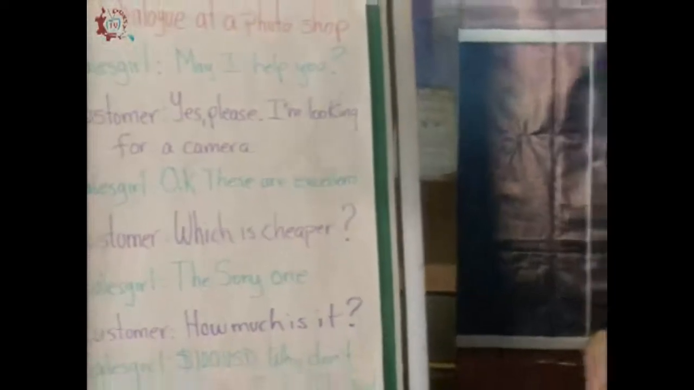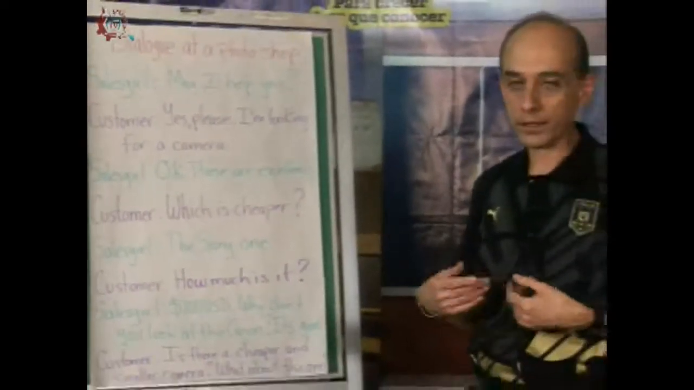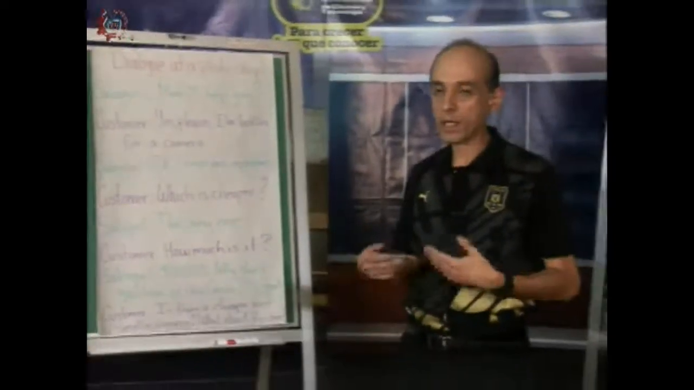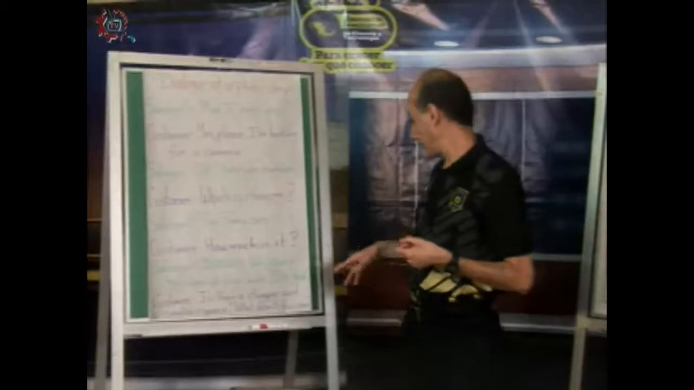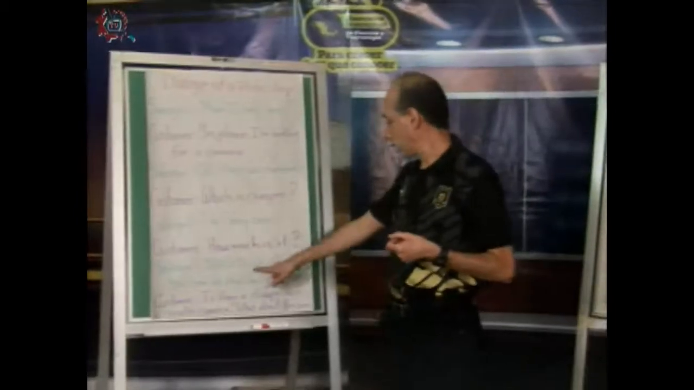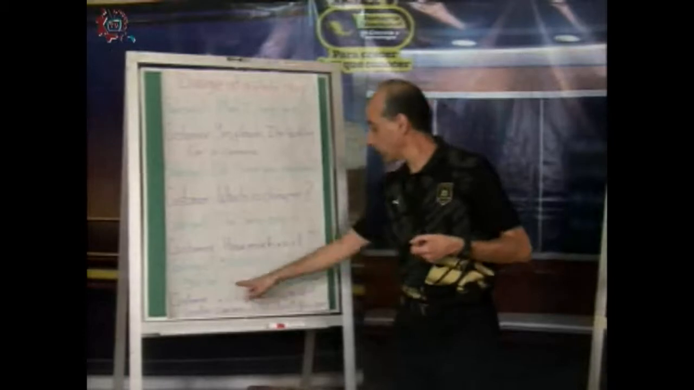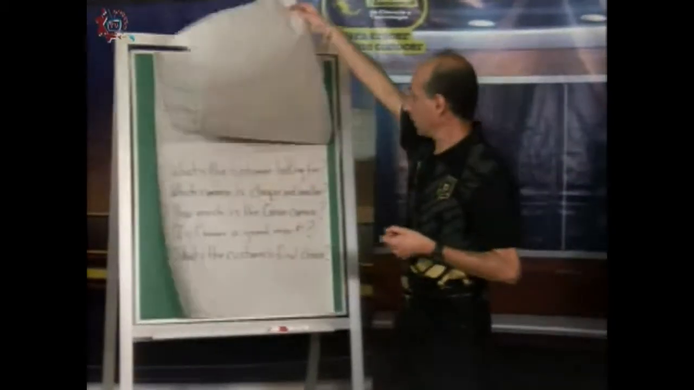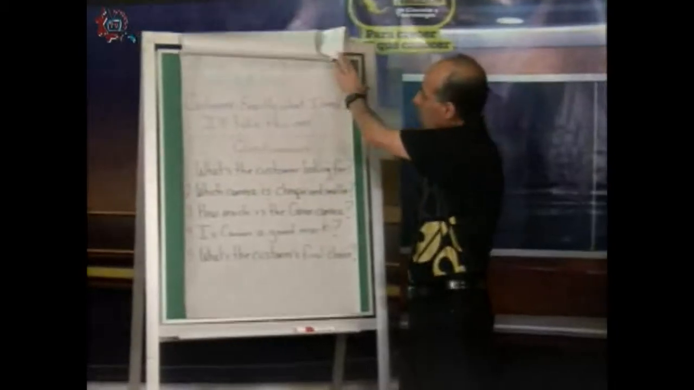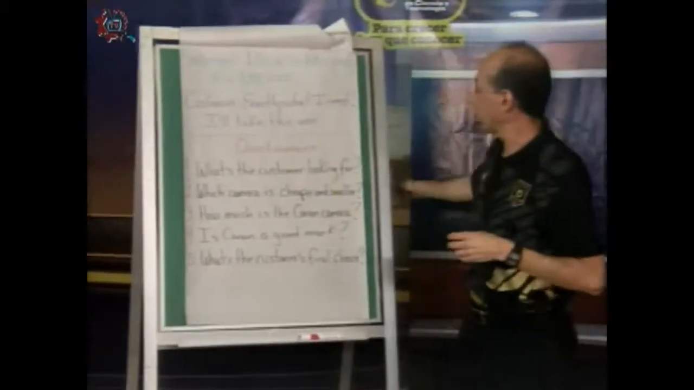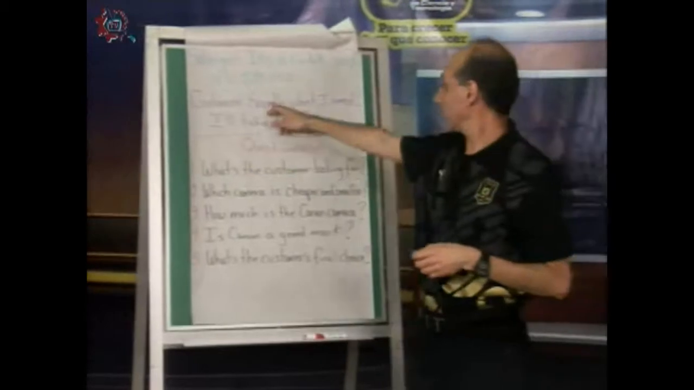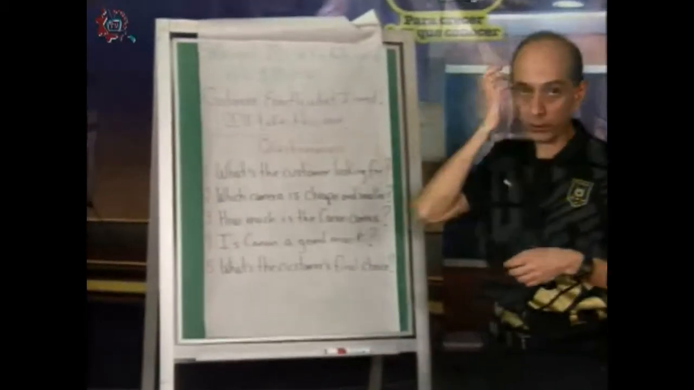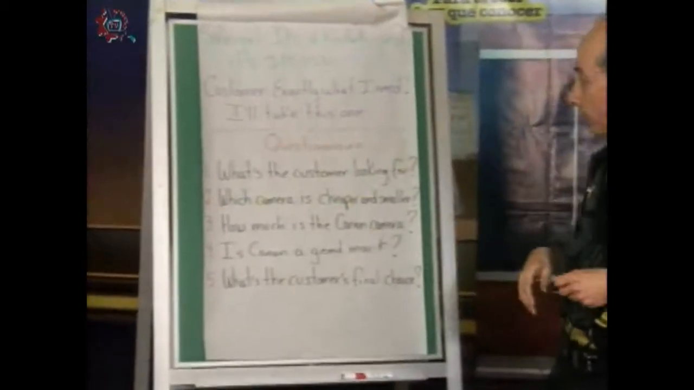Another one, remember that we have to identify the suggestions, the different ways to give suggestions. We can notice here, for example, that the sales girl says, why don't you look at the Canon? This is one way to give a suggestion. And the other one, a way to confirm, is exactly what I need, because remember that one of our achievements is to confirm the purchase.